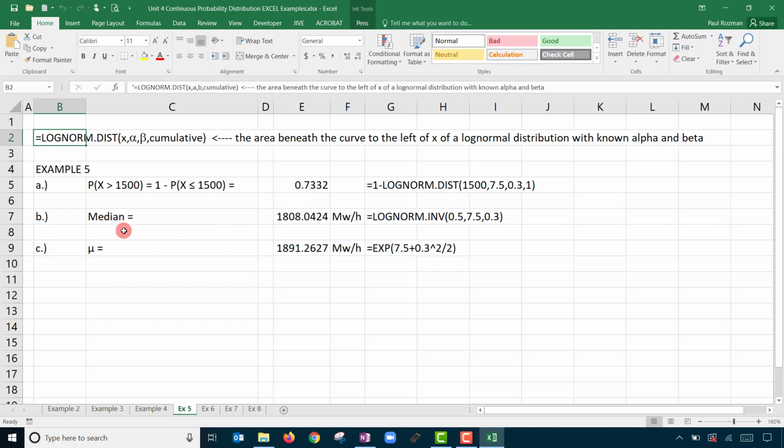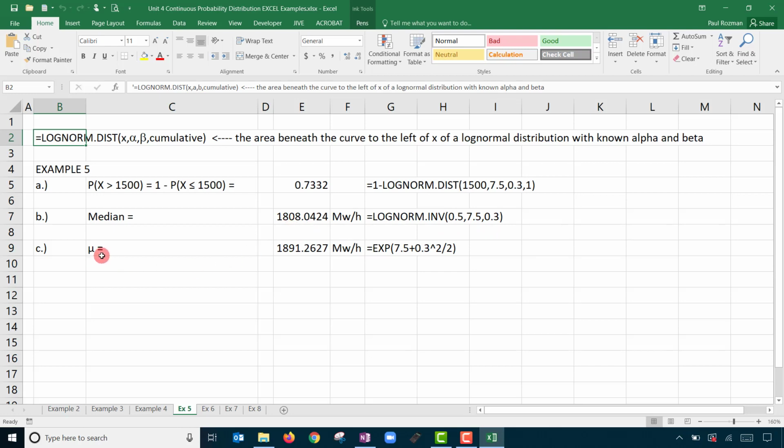The median uses another log function. When you use the DIST function, you get probabilities. When you use the INV function, it gives you the value on the axis. So in our case, we wanted the 50th percentile, so I put 50% in alpha and beta, and it gave me the value on the axis of 1808.